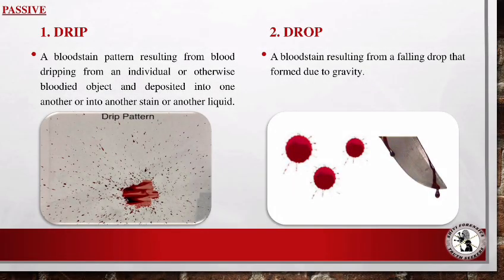Let's begin with passive stains and their subtypes. Passive stains are formed simply by the force of gravity acting on liquid blood. They have four subtypes. First one is the drip pattern. This pattern is created when blood falls from a bleeding person or object and is deposited onto one another. Second one is the drop pattern, resulting when a droplet forms and falls due to gravity.